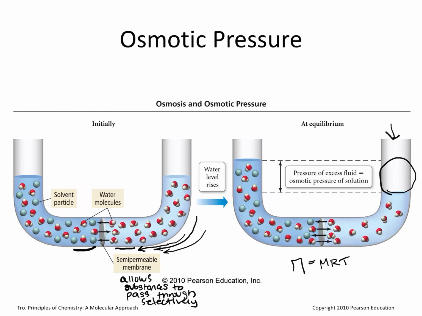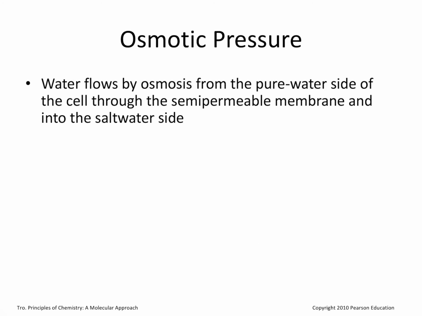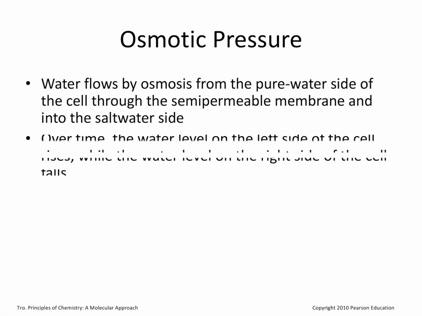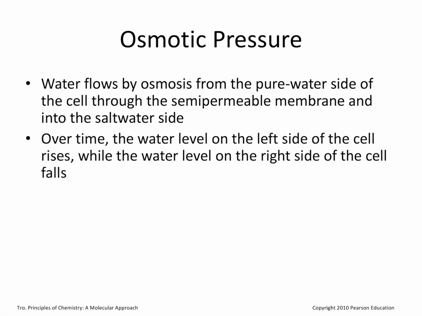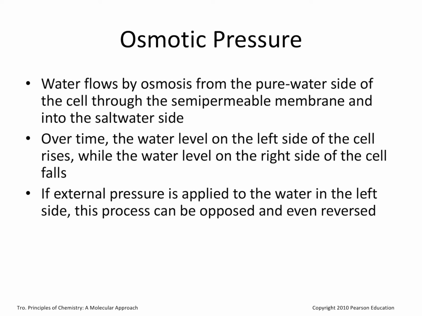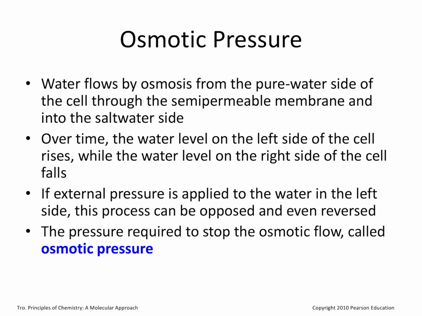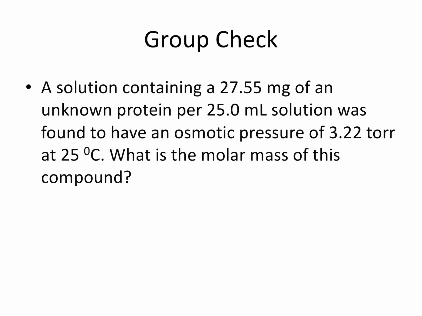Again, because we're applying an external pressure, you are opposing the amount of water that can flow, to actually reverse the process of osmosis. So we call that osmotic pressure, the pressure needed to stop osmosis. So we know water flows by osmosis from the pure water side through the semi-permeable membrane into the saltwater side. Over time, the water levels are different. And now if we apply an external pressure, we can reverse and stop the process, and that pressure is our osmotic pressure.